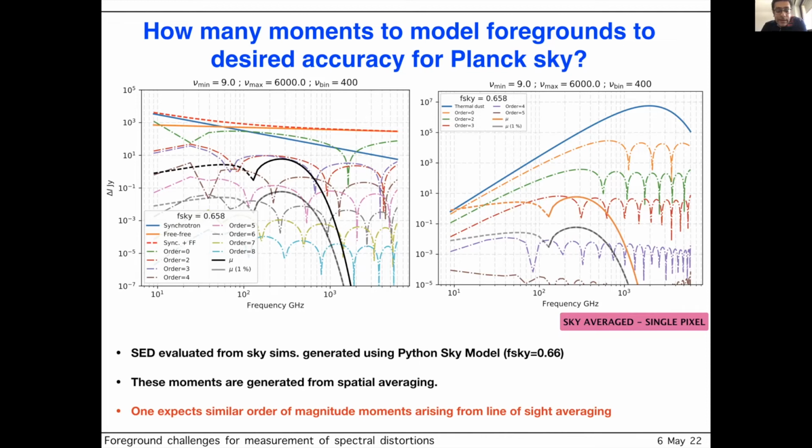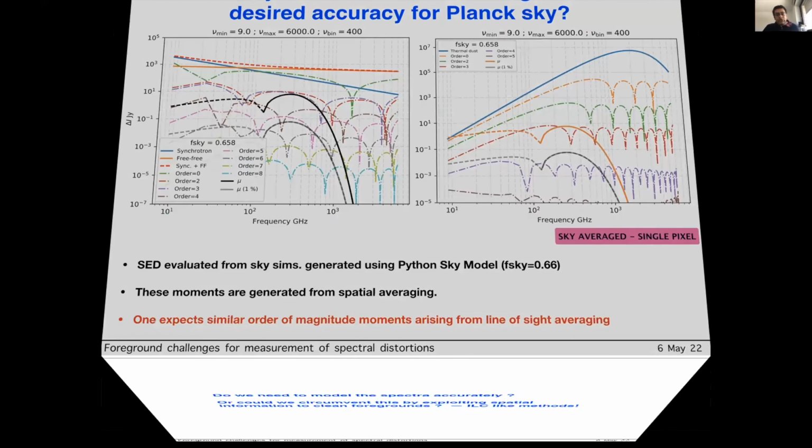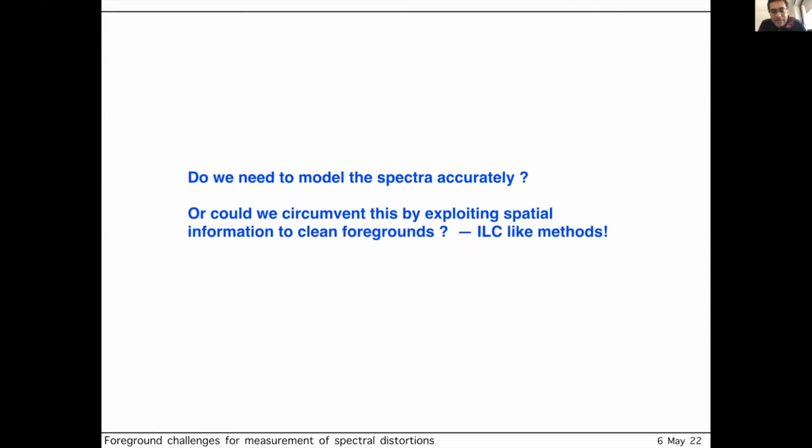Now then, that may not be accurate when you go to higher sensitivity, and one may expect a similar order of magnitude of moments arising just from the line-of-sight averaging in each pixel in Planck. Okay, maybe with Planck we're just not sensitive enough to see it right now. So now I've told you that there's some effective modeling of foregrounds that one can do. But the question is, do we need to accurately model the spectra, or could we circumvent this by exploiting spatial information to clean foregrounds?